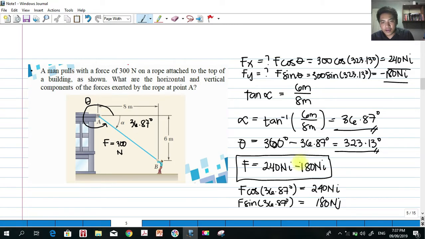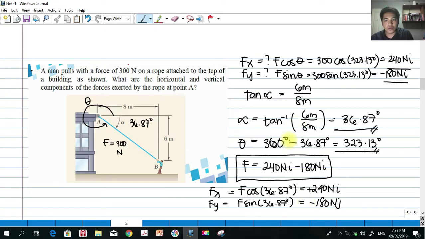Technically, the x's are the same. But the y, Fy, this is Fx, and this is Fy, are not the same because this is negative and this is positive. That's the danger of directly using the alpha. So you can use alpha if and only if after the computation you apply the proper sign. Because your force here is in the fourth quadrant, its x should be positive and its y should be negative.